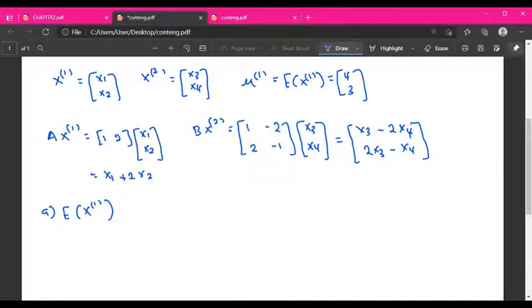And then expected of X for the second group adalah 2 and 1. Okay, ini adalah information given in the question. Right. So now here nak dapatkan expected of X1. So it just this value lah, 4 and 3.